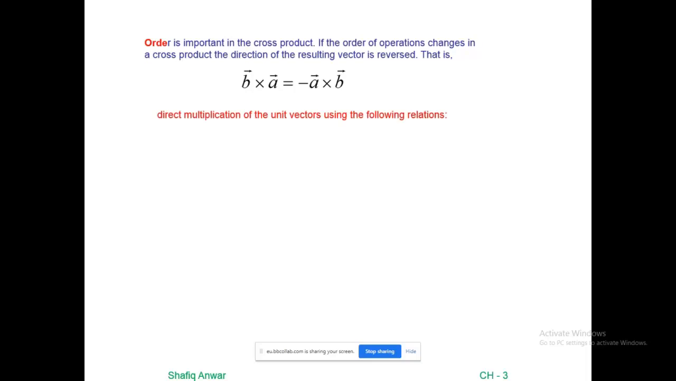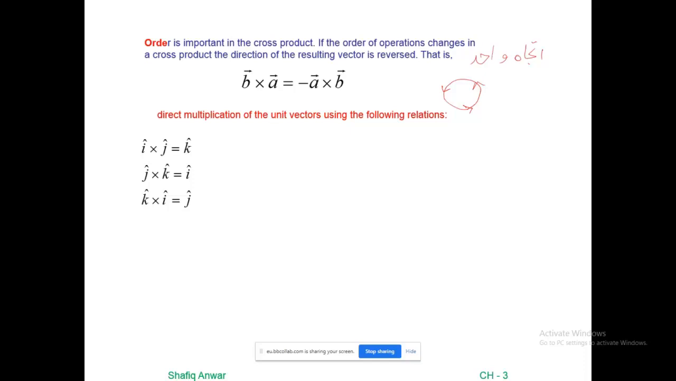This is what I already wrote for you. You see, before, when we did i dot i, j dot j, k dot k, it was equal to 1 and the remaining opposite ones were 0. Now the opposite ones give something and the same ones will be 0. Now the cyclic way of remembering this is like this. We call it the cyclic way, one way.